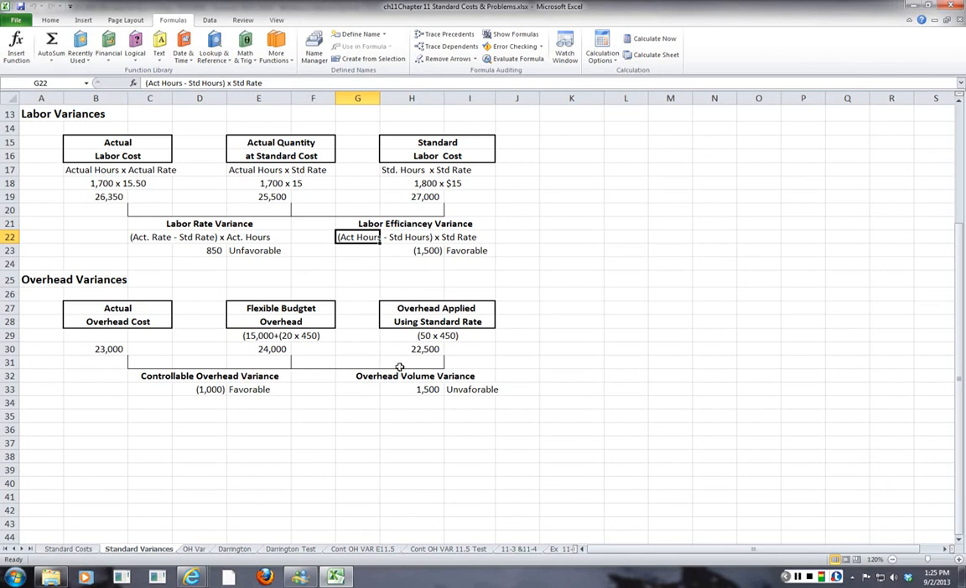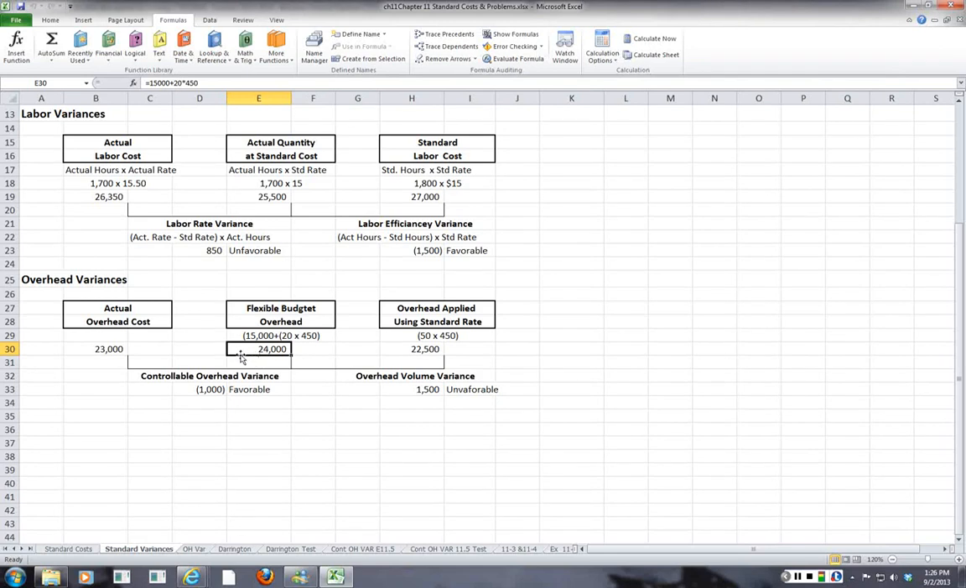Now, the overhead volume variance is the difference between the overhead applied using the standard rate, which is $22,500, compared with the flexible budget, and we come up with the unfavorable overhead volume variance. Basically what that says is that we had more operation than we had budgeted for. In the book we'll talk about how that variance is not that significant. The most significant of the overhead variances is the controllable overhead variance, which is the difference between the actual cost and the flexible budget overhead.